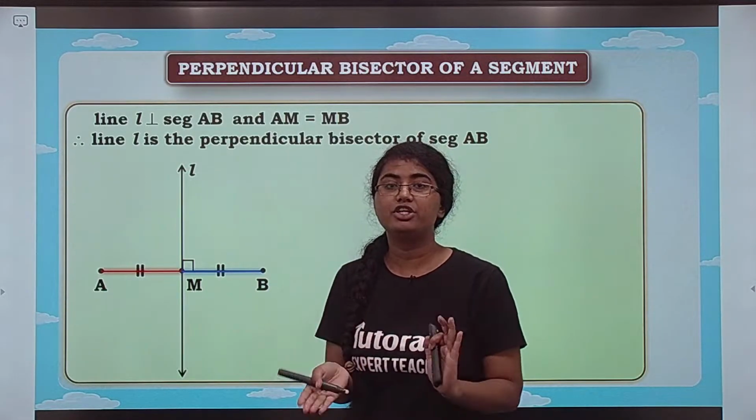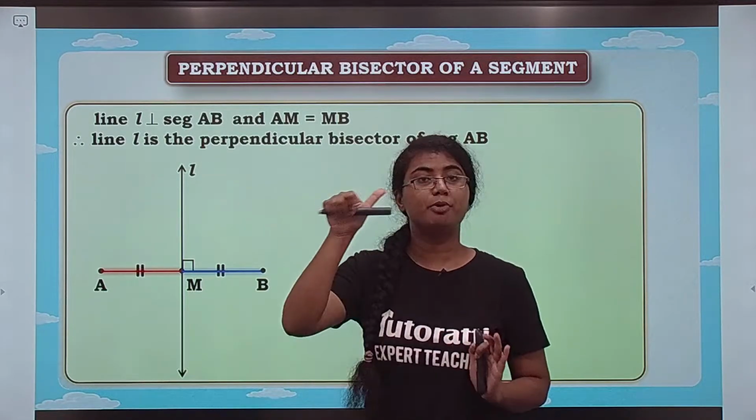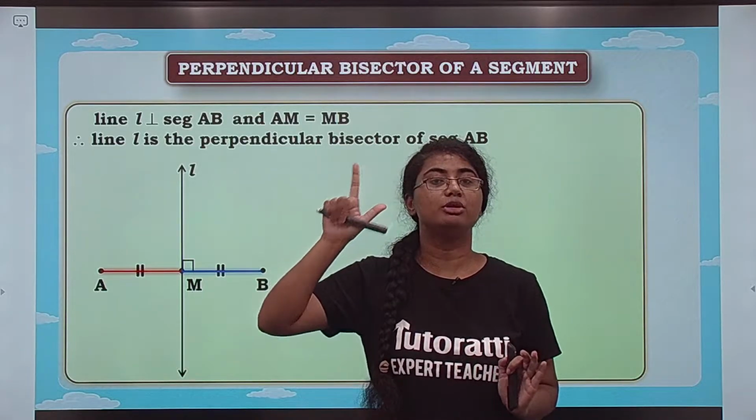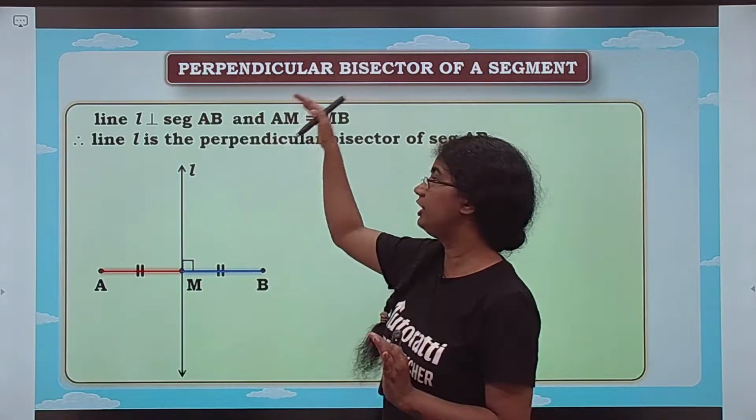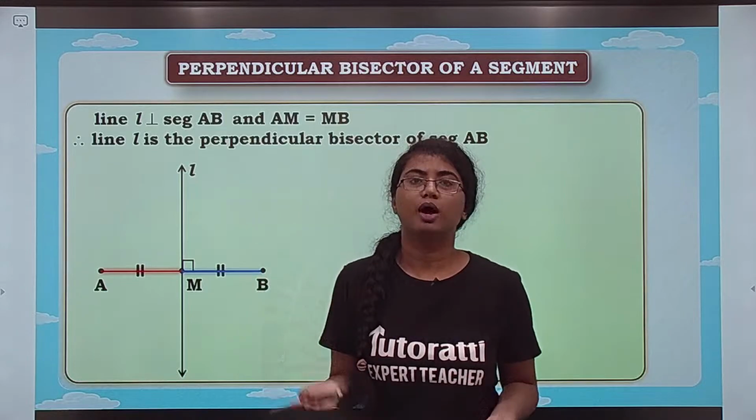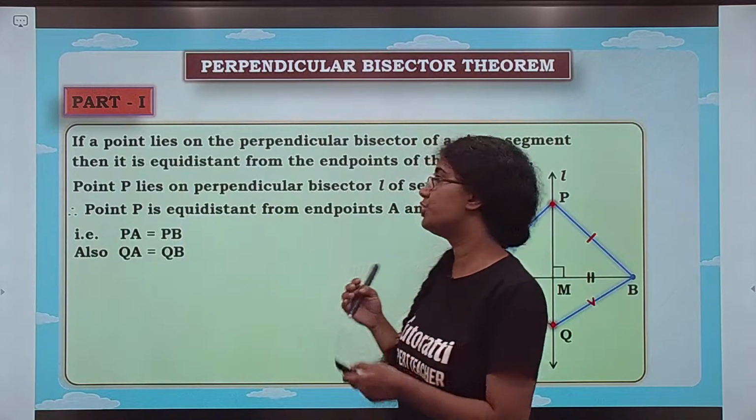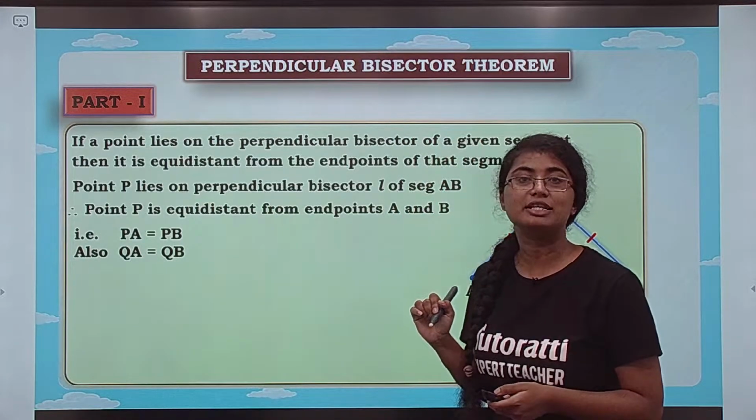Okay, did you understand this? So the conditions are: perpendicular, and it should pass through the midpoint. ठीक है? Perpendicular bisector समझ में आ गया. Why are we studying this right now? Because we are going to be talking about the perpendicular bisector theorem.